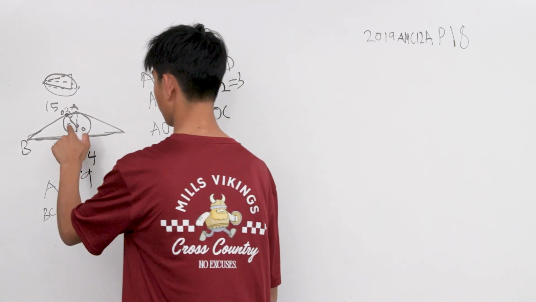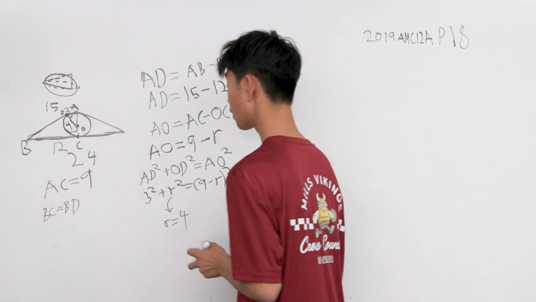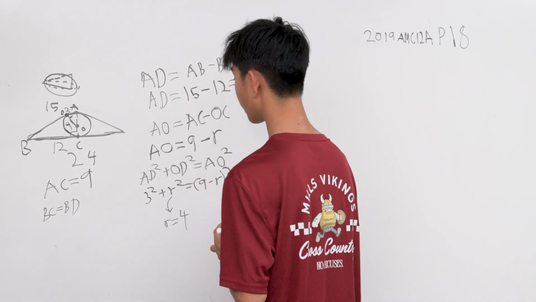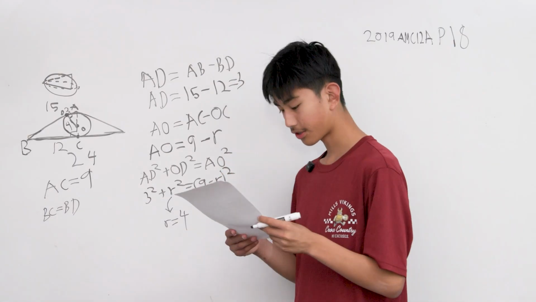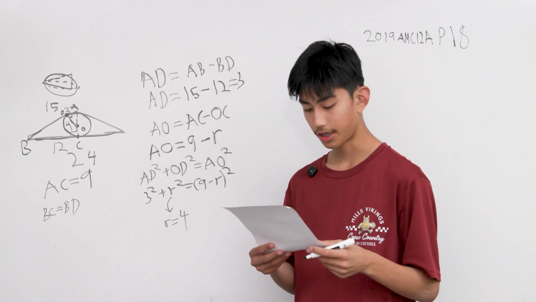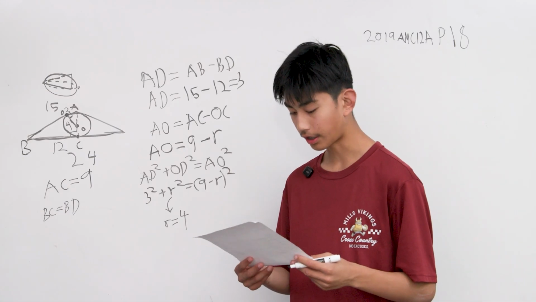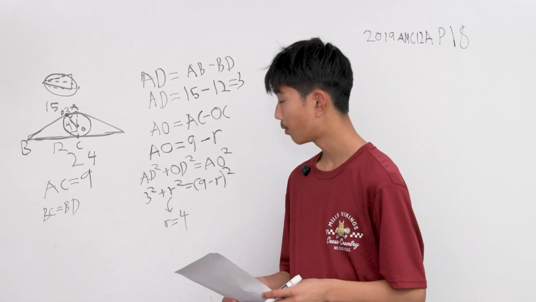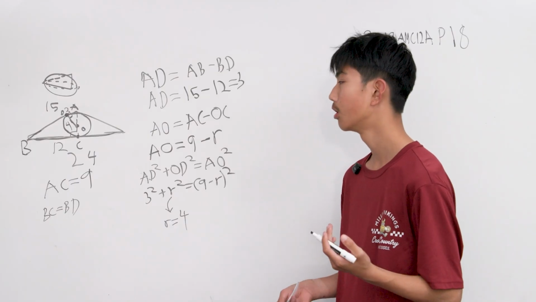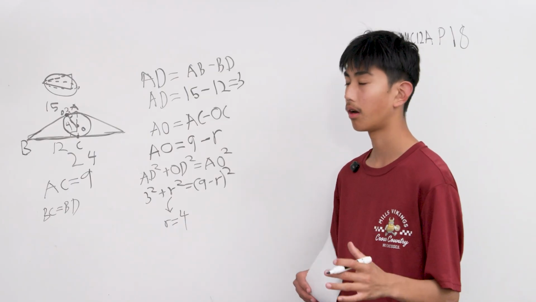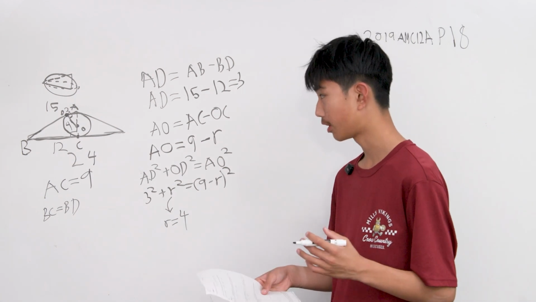The radius is 4. So now, the problem asks us to find the distance between O and the plane determined by the triangle. So basically what it's saying is that we need to do a distance formula.